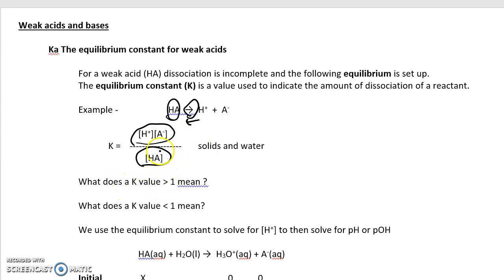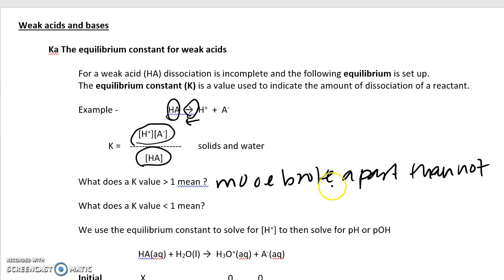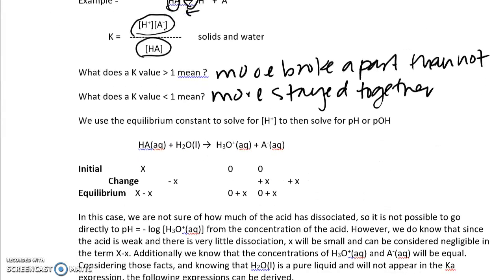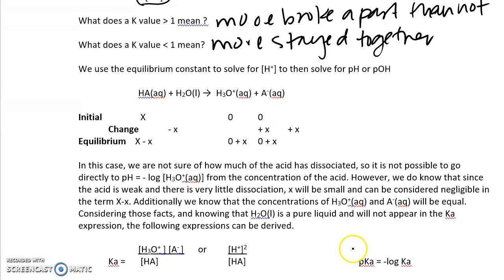So if our K value is greater than 1, that means our numerator is greater than our denominator. So that means more broke apart than not. If it's less than 1, we have more stayed together. Okay, and you would see that because then that means our denominator is higher than our numerator. So we're going to use this K to help us figure things out. So the equation here that we're seeing looks like this.